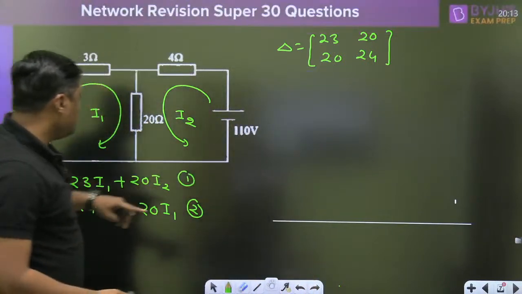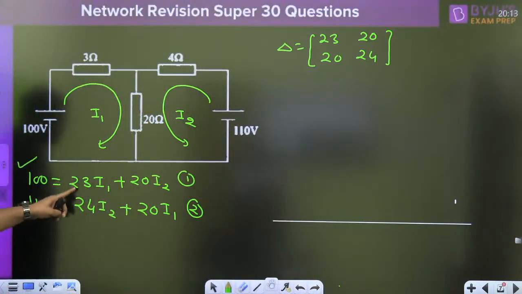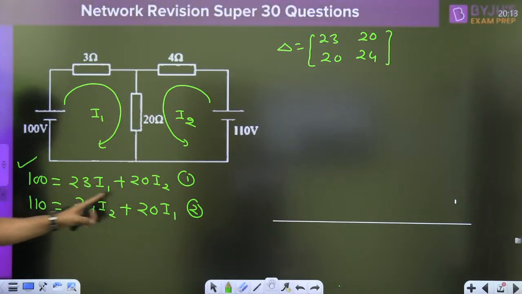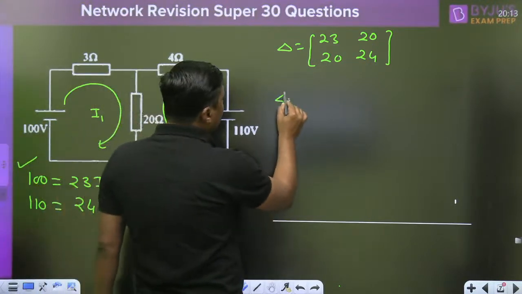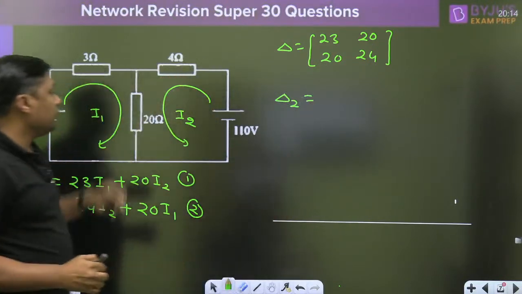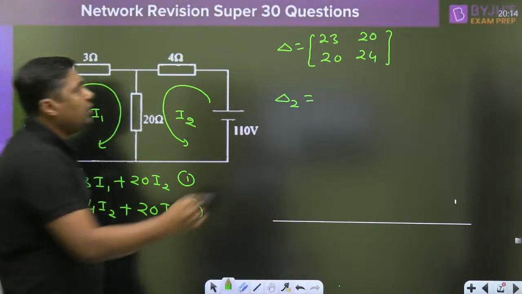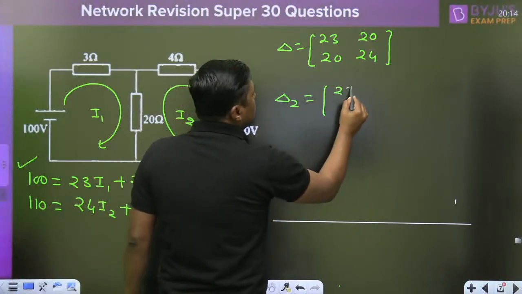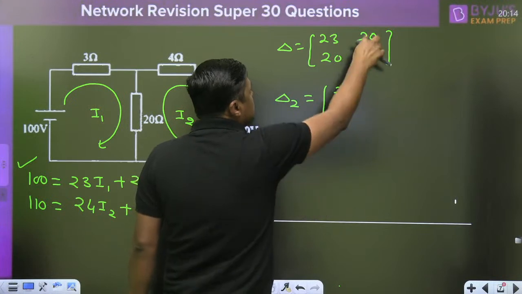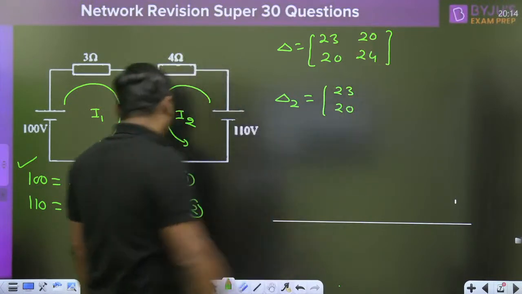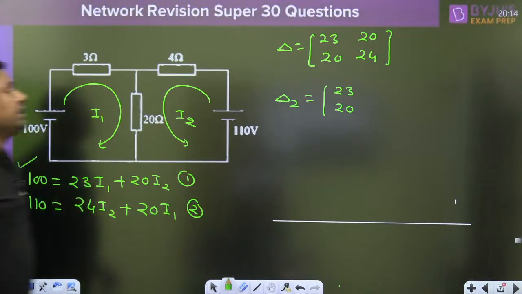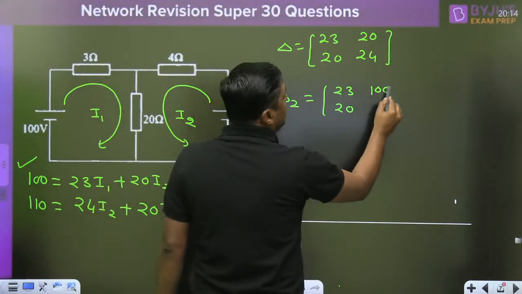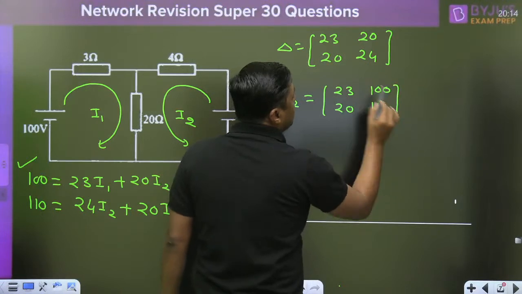Okay. Now, del means the coefficients of I1 and I2: 23, 20, 20, 24. That is the del. Find the del. And what is del 2? Because we want I2, del 2 will become 23, 20 with the second column replaced by 100 and 110. That is called Cramer's rule.